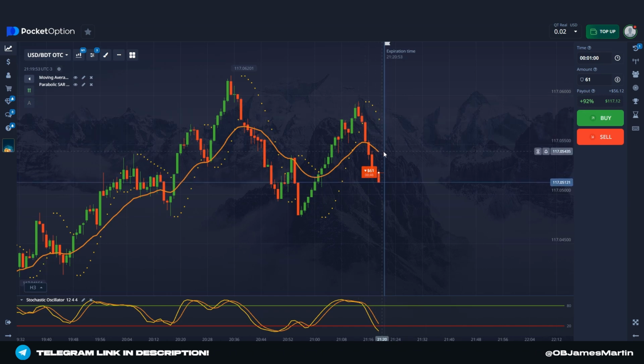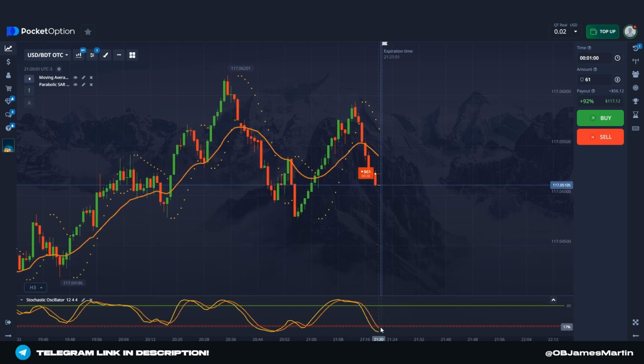And pay attention to when we get the crossing of the line, the moving average, the parabolic showing the downtrend, and the stochastic oscillator as well, the green line crossing the red line.